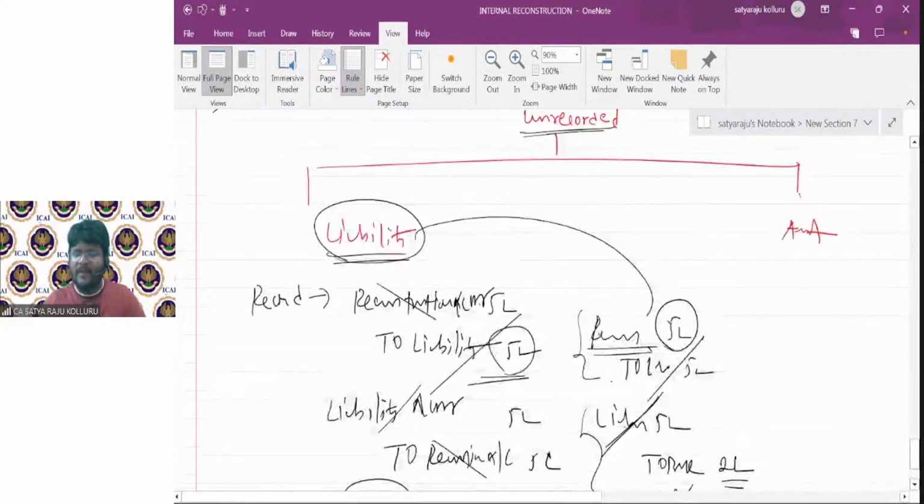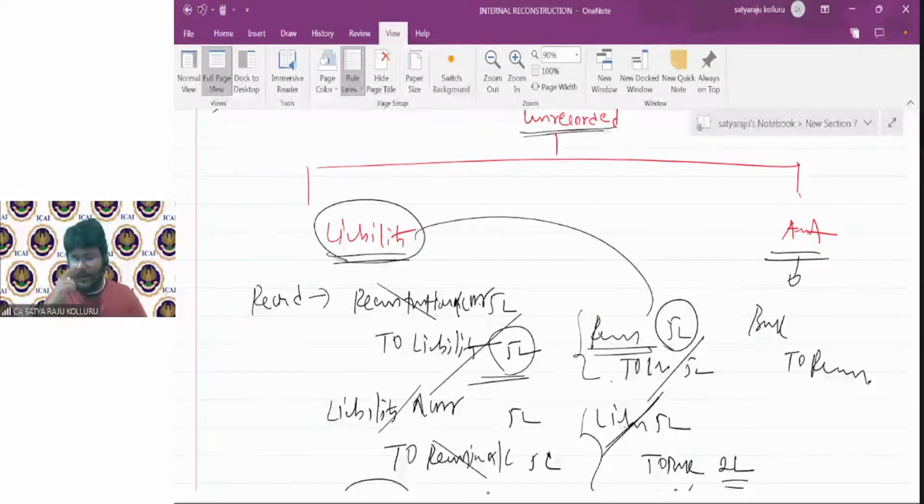Similarly, coming to the asset, if any unrecorded asset is there, which is realized in the outside market, with that realization value, the entry is bank to reconstruction. Exactly in the opposite manner, you need to write now. Bank to reconstruction account with which value? Realizable value, irrespective of the book value. Or if you're not agreeing with my terms, first record it. If you want to record the asset, asset to reconstruction is the entry.